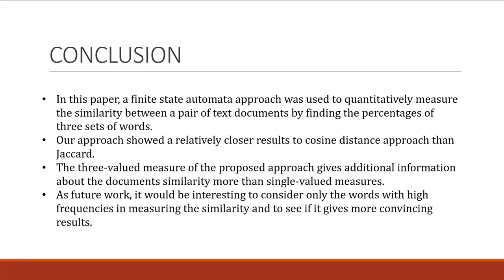The conclusion of this paper is that a finite state automata approach was used to quantitatively measure the similarity between a pair of text documents by finding the percentages of three sets of words. Our approach showed a relatively closer result to the cosine distance approach than the Jaccard approach. The three-valued measure of the proposed approach gives additional information about the document similarity more than single-valued measures. For future scope, it would be interesting to consider only words with high frequencies in measuring the similarity and to see if that gives more convincing results.